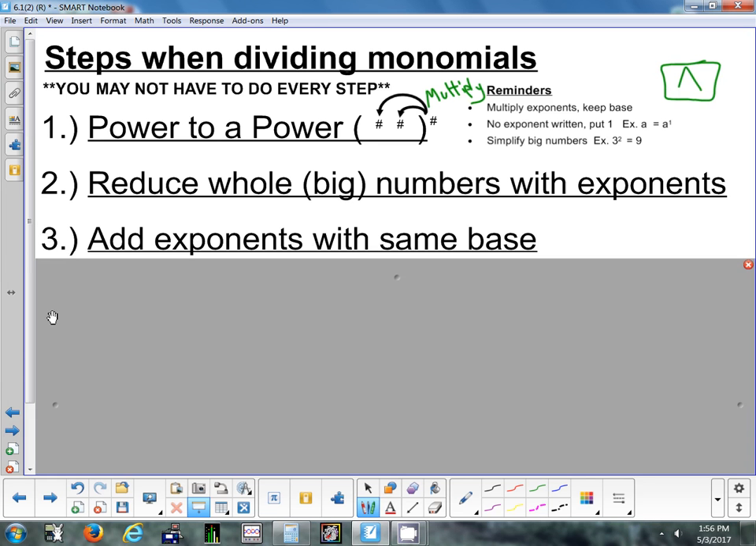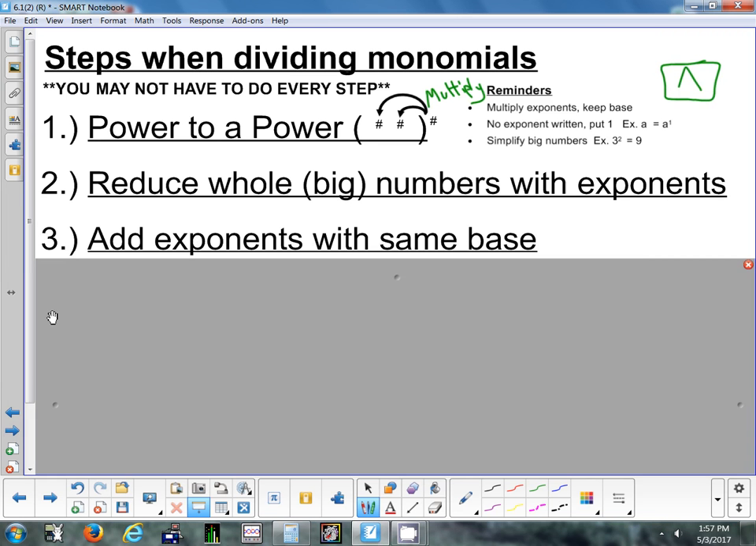Next thing, what we talked about yesterday. This is the multiplication piece. Add the exponents with the same base. We're going to add the exponents with the same base. That's what we covered yesterday.